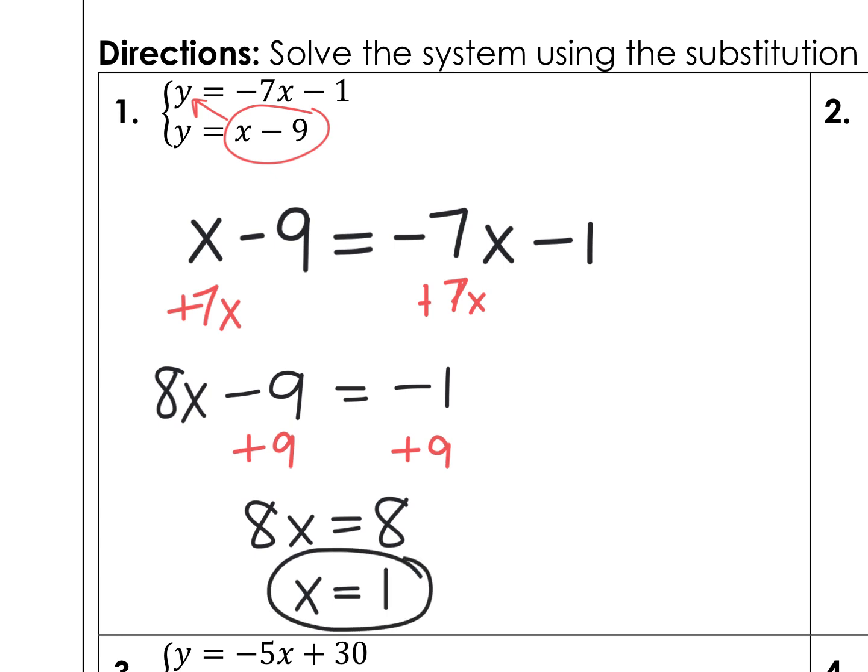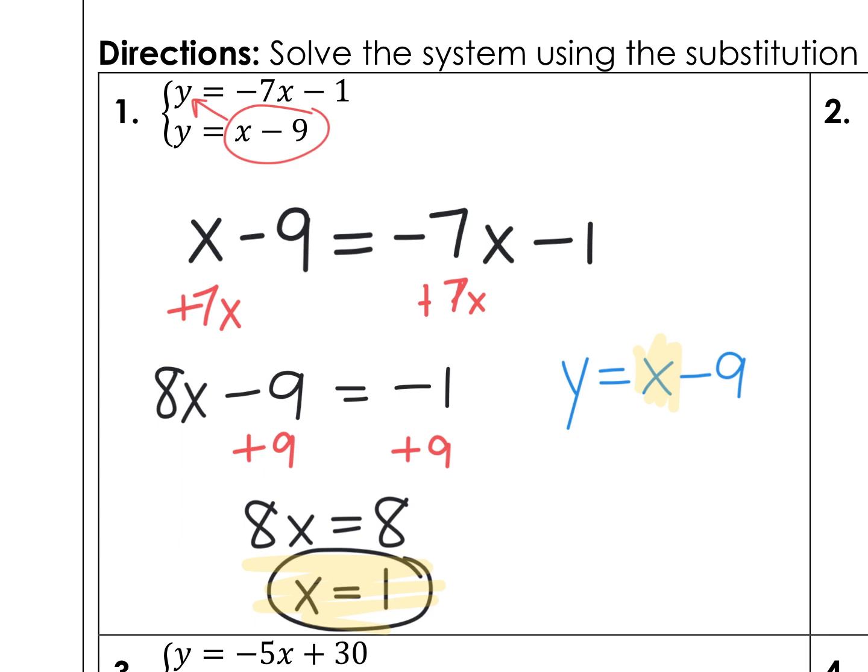Now that I have x, which equation would you prefer to plug back into so you can get y? The bottom one, because it doesn't have any multiplication, so it's going to be easier, right? You can probably do it in your head, but if not, it's fine. We're going to write it out. So we're choosing the bottom equation, y equals x minus 9, and I am replacing x with a 1.